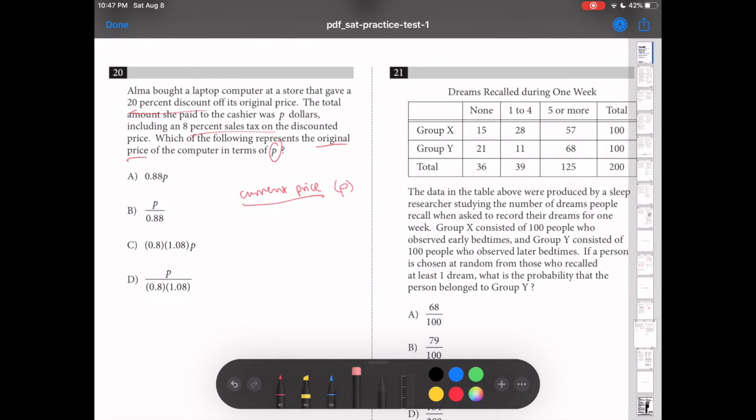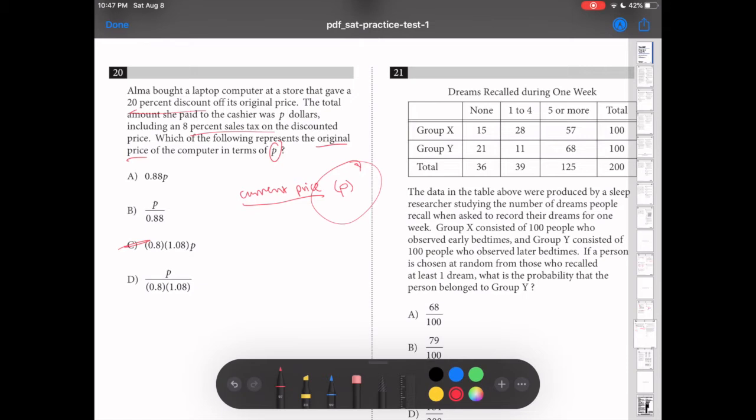Question 20, percent problems. We have a 20% discount, but then we also need to pay sales tax on top of that discount. One easy way to do this would actually be to work backwards. Start with what we would end up with, the current price P, as given in this equation, and work backwards to find the original price. Then take the original price and divide by what it took to get us here to the current price.